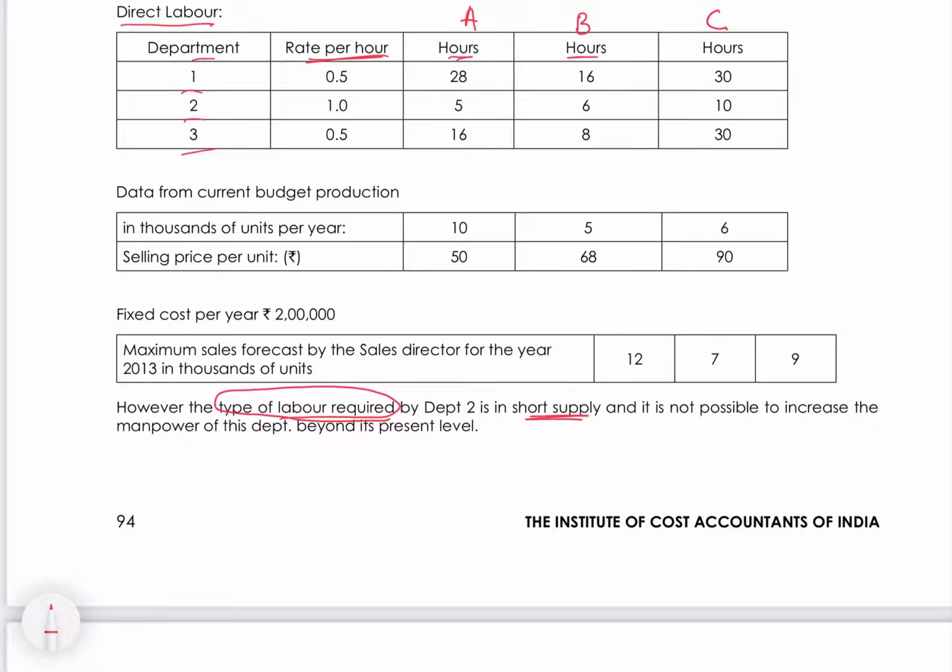Data from current budget production in thousands of units per year: 10, 5, 6. Selling price per unit 50, 68, 90. Fixed cost per year 2 lakh. Maximum sales forecast by the sales director for the year 2013 in thousands of units: 12, 7, 9. However, the type of labor required by department 2 is in short supply and it is not possible to increase the manpower of this department beyond its present level.